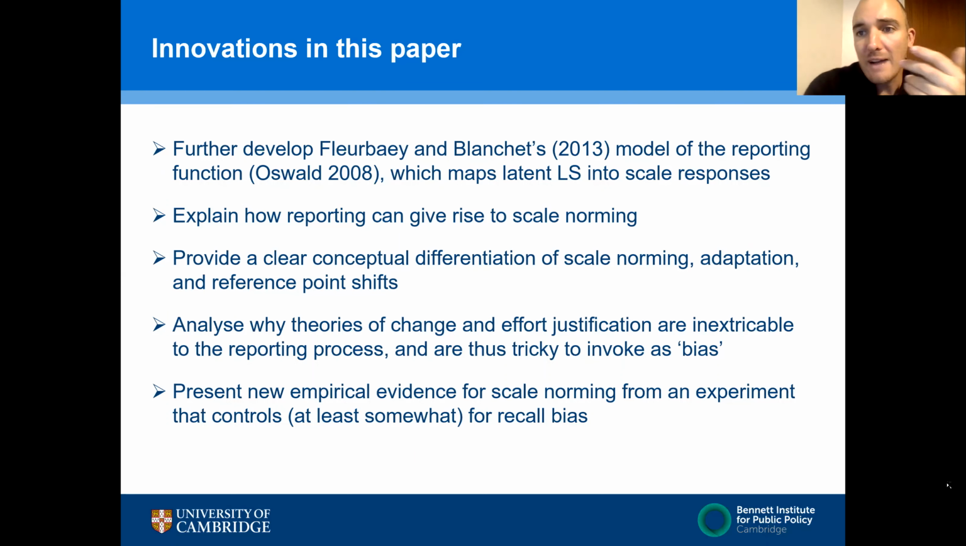This model works regardless of whether you think life satisfaction is a construct or a latent variable. Later on, I'm going to show graphs where I assume that it's a latent variable, but I think this is a complex philosophical issue involving qualia and a bunch of other hard problems, so I won't get into that. But in any case, this model works regardless. Using this model, I'm going to explain how this reporting function could give rise to scale norming over time. Then I'm going to use it to provide what I hope is a clear conceptual differentiation of scale norming from adaptation and from reference point shifts.